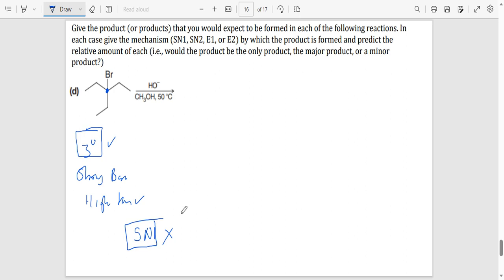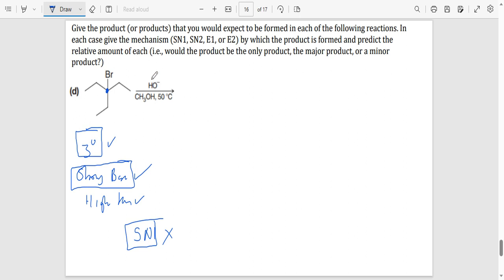But there's going to be a competition between E1 and E2 because we are also able to form E2, especially when we are using a strong base. Because we are using a strong base, the major product is going to come by E2, limiting the E1. If we had used a weak base, the major product would have been formed from the E1 mechanism.